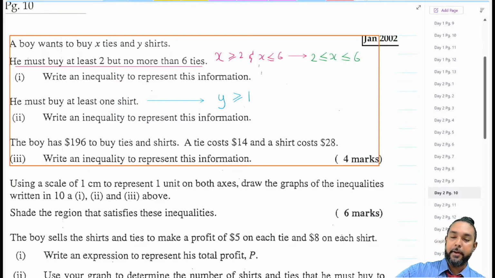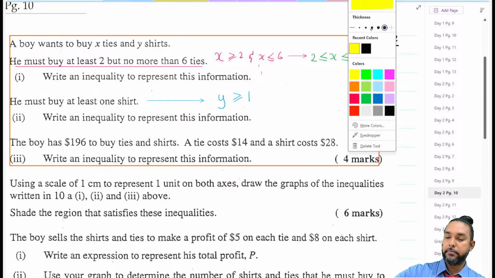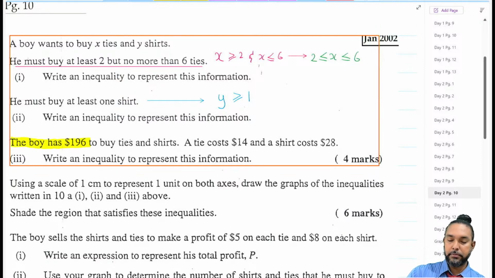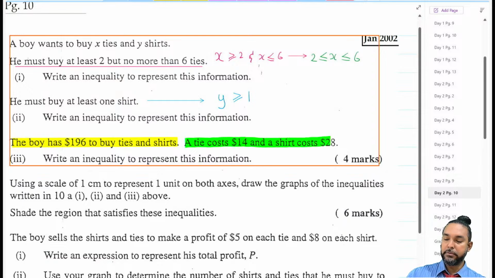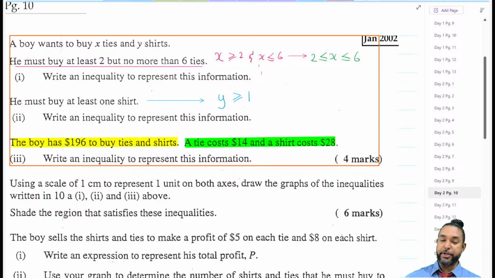Now, the next one here is interesting. Actually, hold on. I'll put the first half in yellow. And I'll do a different color for the second half. Let's do a green. Okay, so I've just highlighted a yellow piece and a green piece.